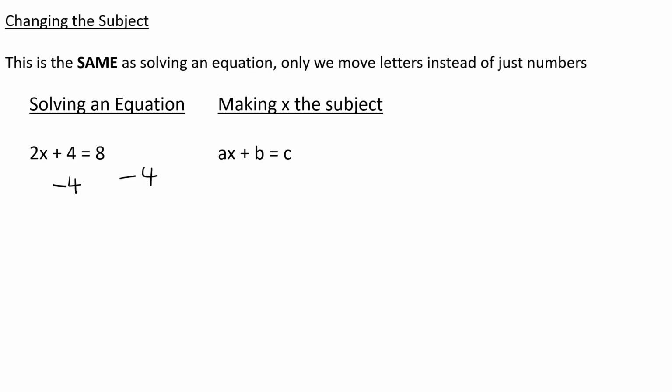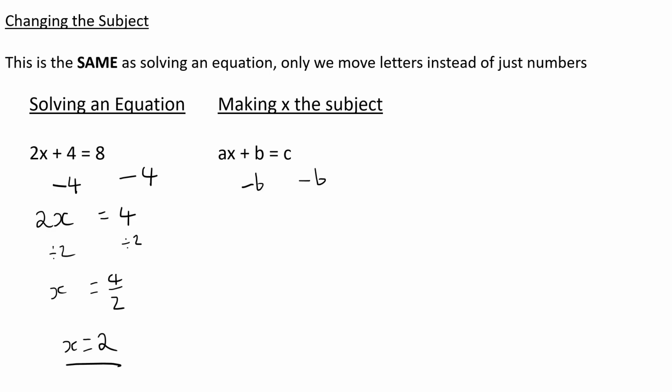To solve the first equation, I'm going to subtract 4 from both sides. In the formula, we could subtract b from both sides. In the equation, I'm now going to divide both sides by 2 to get x on its own, which will give me an answer of x equals 4 over 2, which is 2.